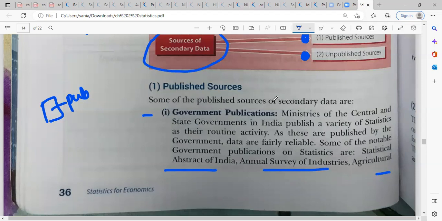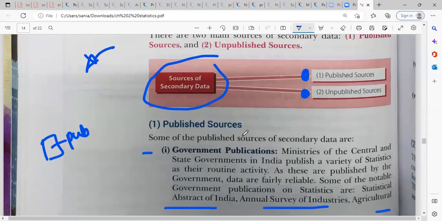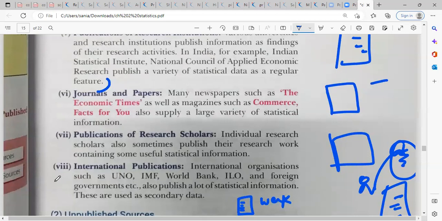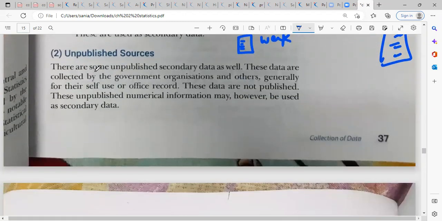They are highly reliable because they are usually under government control or semi-government, right? So in the exam hall, they can directly give you the question: what are the two main sources of secondary data? There are two, one is published and one is unpublished. If they give you the question for 4 marks, you can write published, and instead of writing all 8, you can mention only 4. But here you have to write all 8, so that you can remember it for a longer period of time.